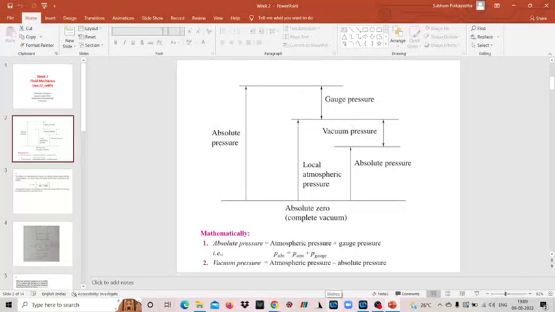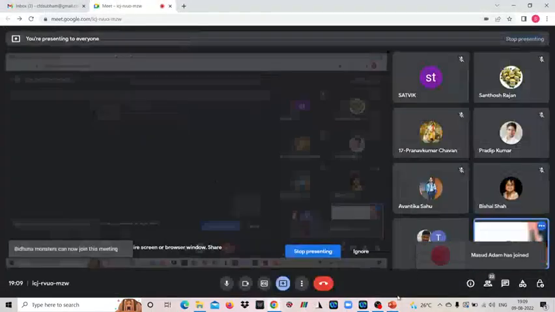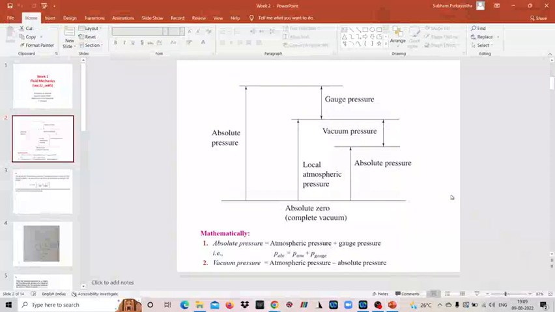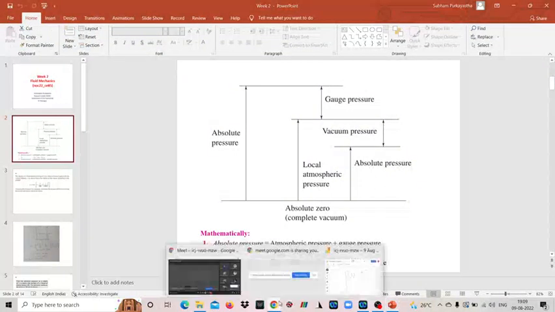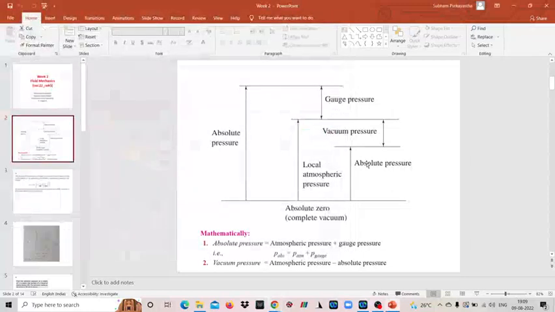Now sometimes it may be the case, for example, say this point. At this point the pressure is not the total atmospheric pressure, because the total depth of the atmosphere is not exhausted here. So there may be some points where the pressure is less than atmospheric pressure. There, if you measure with respect to the absolute zero, it is the absolute pressure. Whatever you are measuring with respect to the absolute zero, it is the absolute pressure.